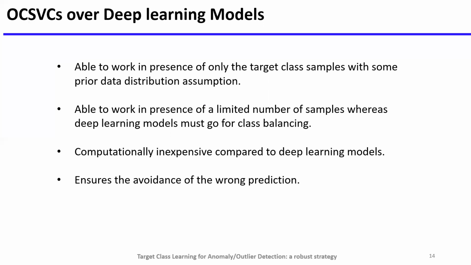Whereas for deep learning models, you must have a huge, massive number of class samples, and we must go for class balancing if the two classes are not balanced. Surely one-class classifiers are computationally cheaper compared to deep learning models. And once we learn the target class in a better way, we can avoid wrong predictions.